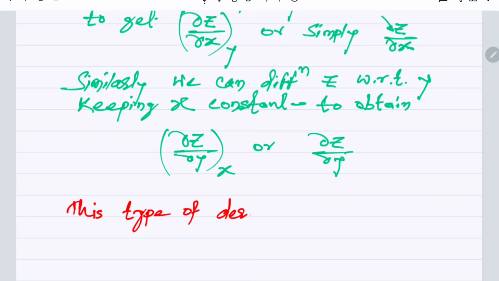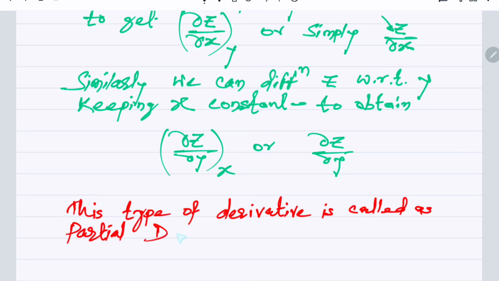This type of derivative is called as partial derivative. Already I have mentioned it. Then, in second part, we try to see the rules of ordinary as well as partial derivative.